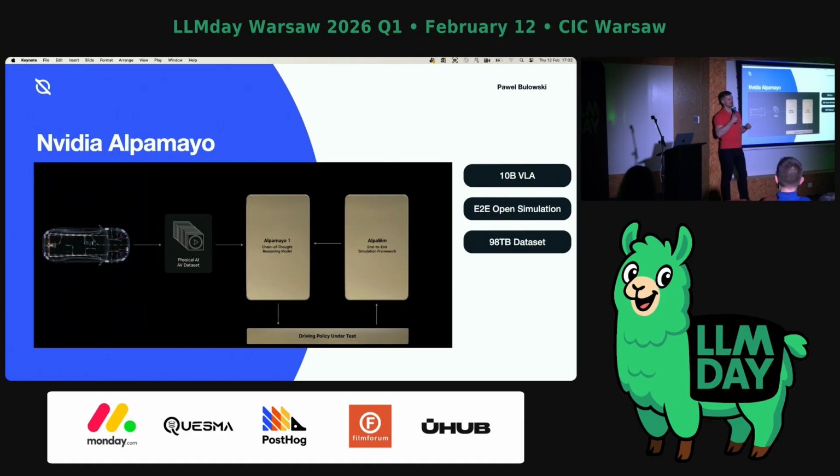For now, this is a 10B model. They also have a 0.5B model that is not released yet. They also have very interesting data sets, in general, 89 terabytes of data that they released in AlphaSim for the simulation.